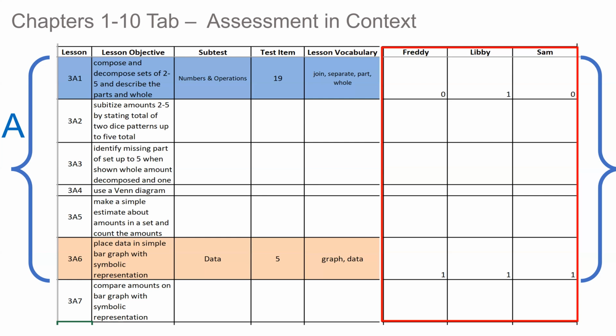Here we see the first section of Chapter 3, 3A. We can see assessment item 19 from the numbers and operations subtest in blue, and item 5 from the data subtest in light orange. The scores look similar, with both Freddie and Sam missing the item in numbers and operations, joining and separating amounts of 2, 3, 4, and 5, and describing parts and whole. Libby was able to complete this item correctly.